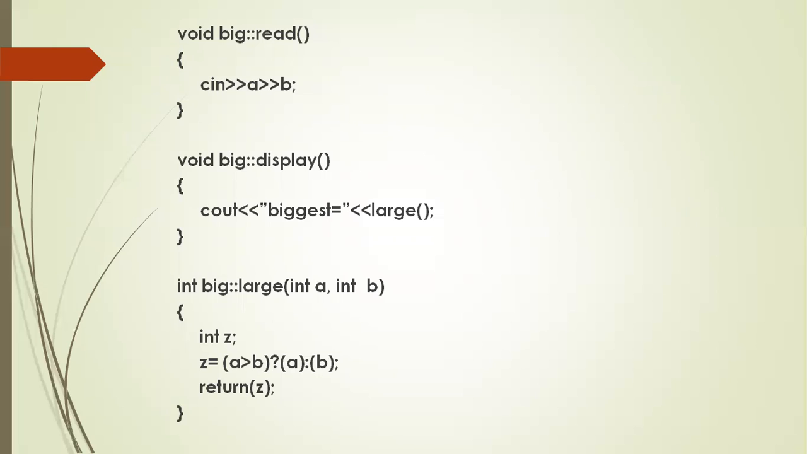That's the conditional operator. How does it work? First, a greater than b is tested. If a value is greater than b, then the a value is assigned to z. If a is not greater than b, then the b value is assigned to z. So whichever value is assigned to z will be the biggest among a and b.